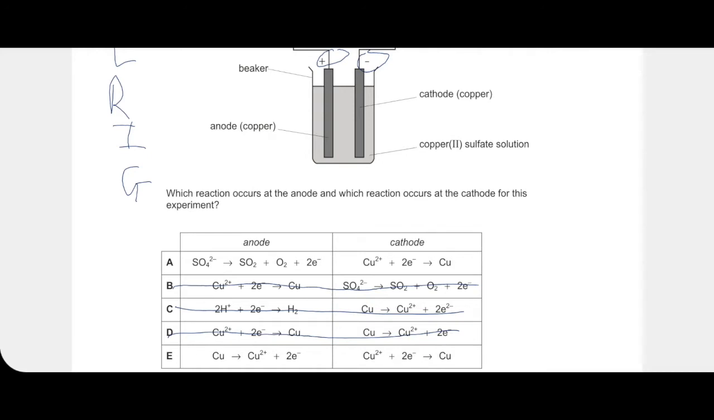We get solid copper and we oxidize it to get Cu2+ ions that go into the copper(II) sulfate solution and 2 electrons that go directly to the cathode and reduce Cu2+ ions into solid copper. So therefore, A is eliminated and the answer is E. And that's question number 2 completed.